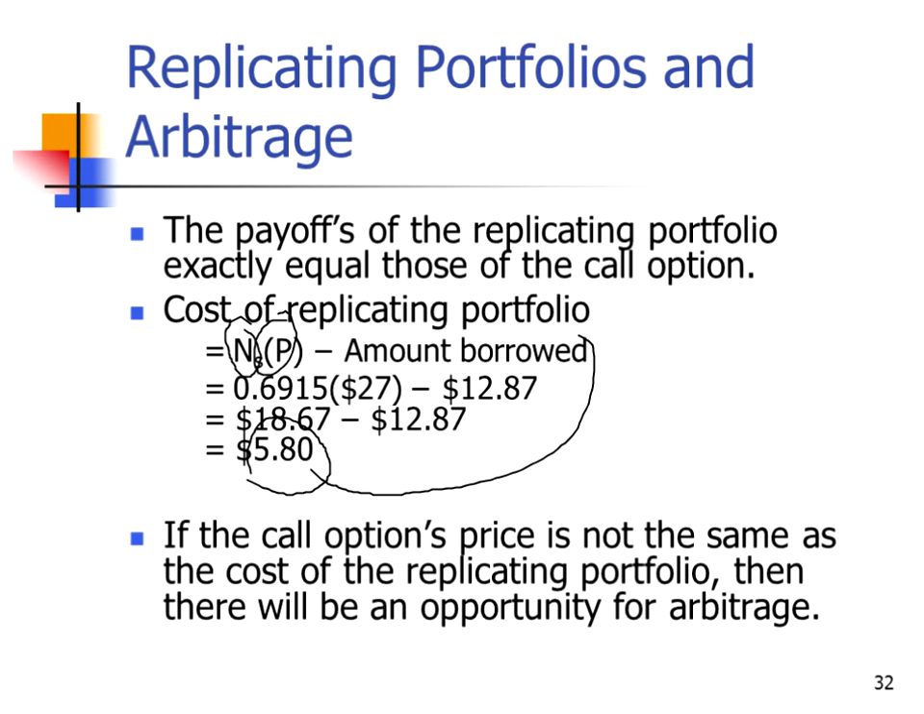If the call option price is not the same as the cost of the replicating portfolio, then there will be an opportunity for arbitrage. That is, you can step in, buy or sell an option which is there with a difference. For example, if this is the fair value of the call option and it's selling at, let's say, 5.40, then you can buy it. And if, let's say, it's selling at 5.90, then you can sell it.